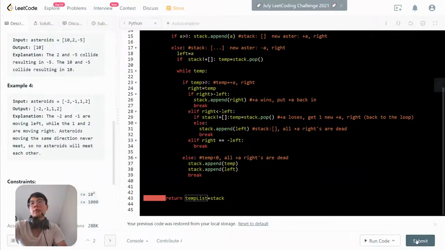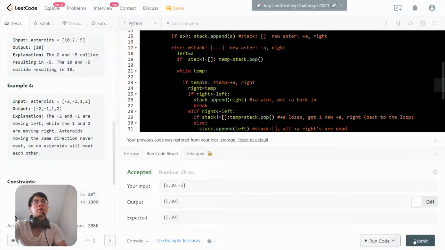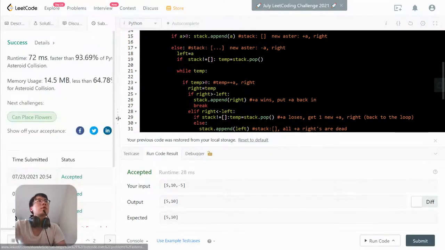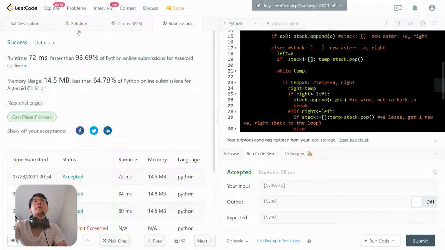So let's test this case. You can run some code. It works. Looks pretty efficient to me.